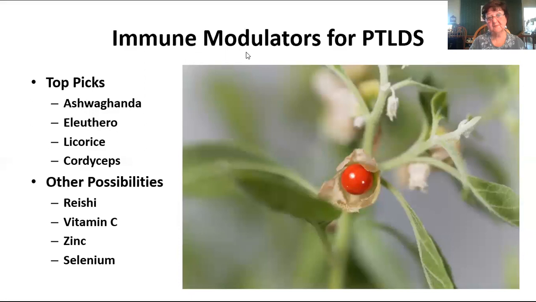Licorice, and cordyceps from China is another really good one, but you must be careful about the source of the cordyceps, because we find that there's a lot of contamination in things that come from China. That's why I depend on Nature's Sunshine for my source. But you can look into it. There are other reputable sources out there.